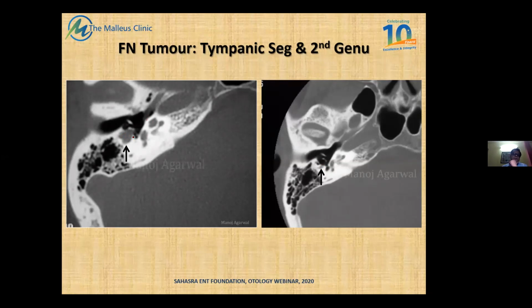Basal turns of the cochlea, vestibule, posterior semicircular canal, vestibular aqueduct, and a small part of the internal auditory canal still visible. Mind you, this is not the cochlear aqueduct. You can see it extending up till here. So it's the lowest part of the internal auditory canal that is visible.